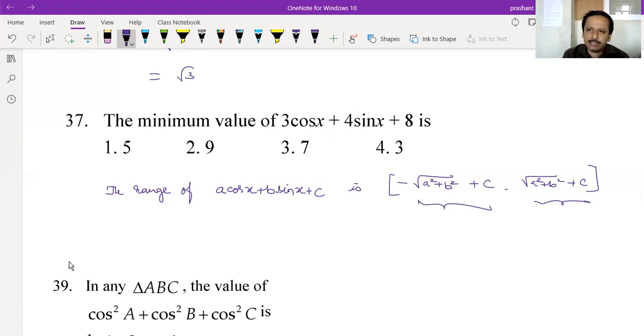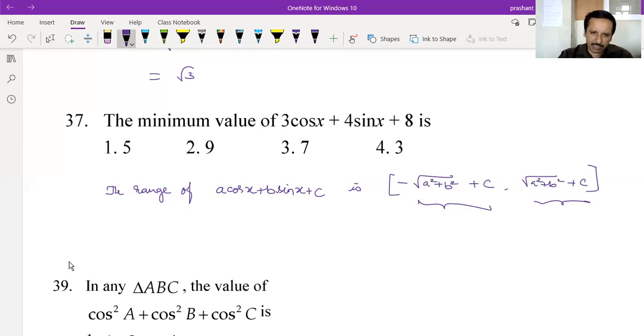Dear students, please remember this formula, a very important one. We are going to use this on many occasions, even in applications of derivatives. The range of a cos x plus b sin x plus c, or a sin x plus b cos x plus c, there also it is applicable. The minimum value is minus root a square plus b square plus c, and the maximum value is root a square plus b square plus c.